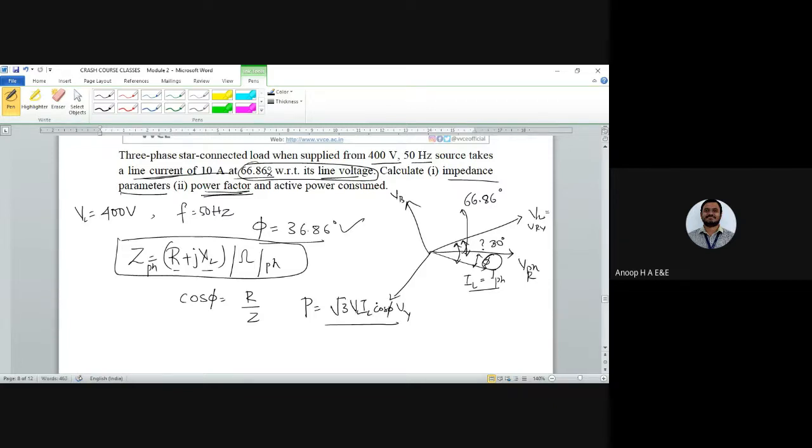Okay, so active power is √3 VL IL cos phi. Got it? So you have to find out cos phi first, and in order to find out cos phi, you have to find out the impedance parameters. You can find the impedance parameters as R is equal to Z cos phi, and XL would be equal to Z sin phi.